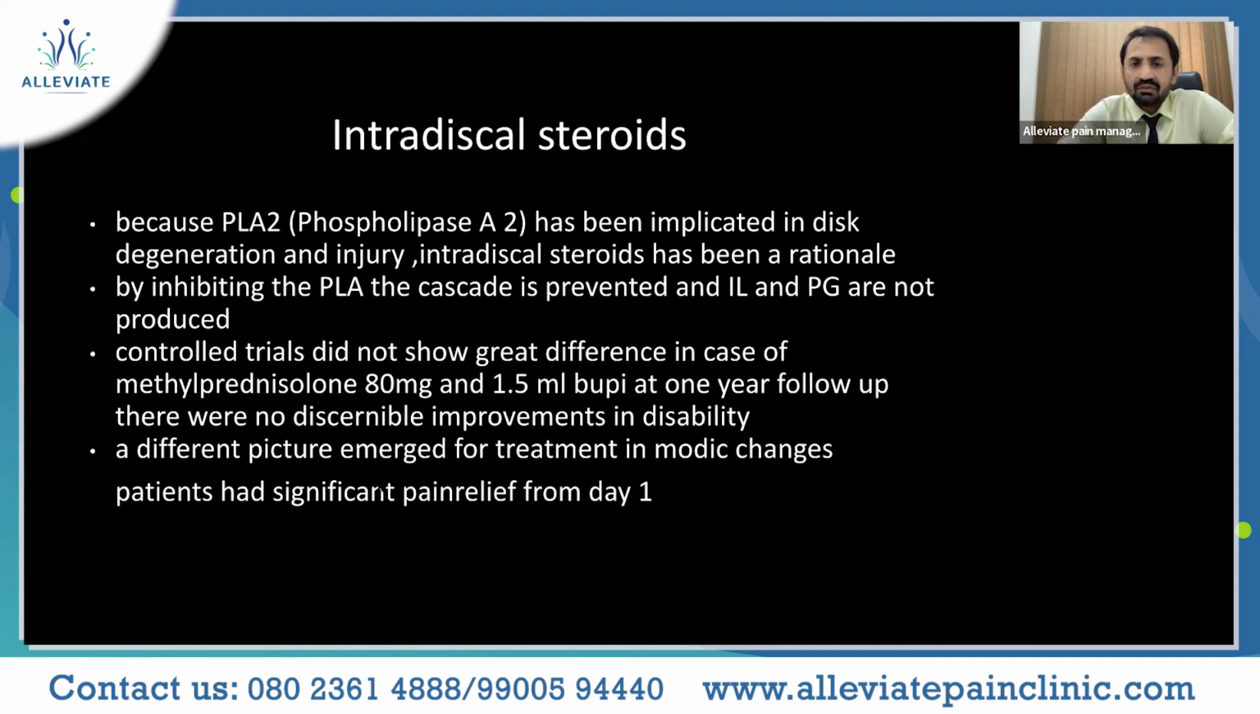A different picture emerged for treatment in Modic changes. Patients had significant pain relief from day one. This is again an important thing, wherein if the patient had Modic changes, there was significant pain relief with intradiscal steroids.